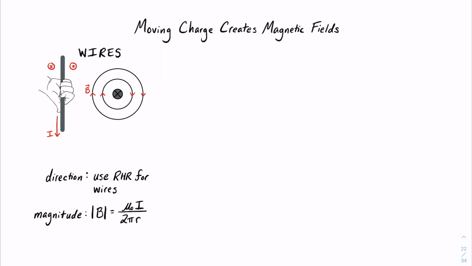and the magnitude of this magnetic field is given by this equation, where mu naught is a constant, I is the current, 2 pi is a constant, and r is the distance away from the wire. You can also think of this as the radius of each loop of magnetic field.